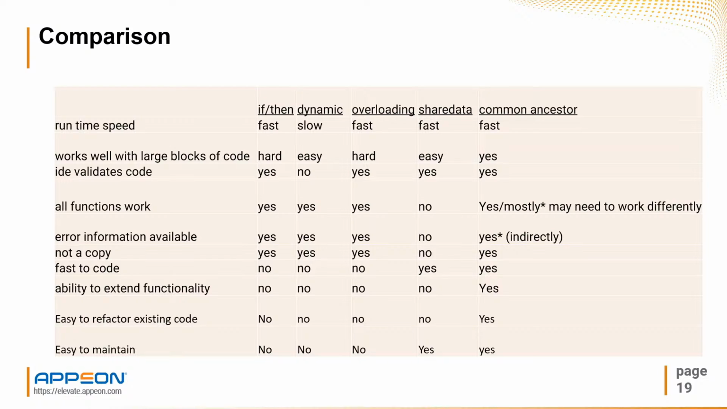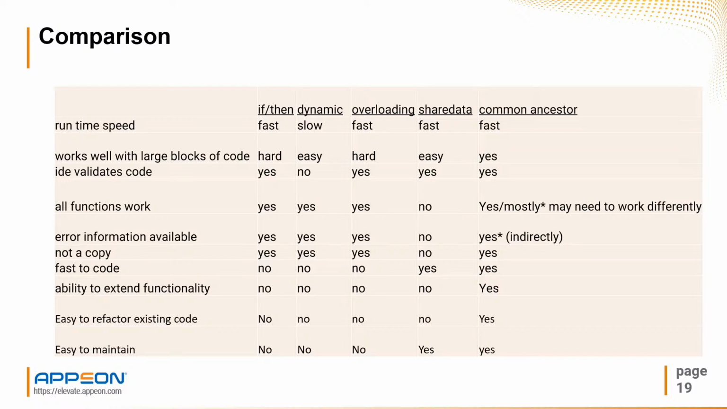The second one is really how well it works with large blocks of code. It's really maintainability and readability. And again, the dynamic, the shared data, and the common ancestor are all pretty good with that. The difficult ones are the if-then statements and function overloading, and that's just because you are duplicating a lot of code. If-then is probably the worst situation because the extra if-then and else-ifs are located within your code.